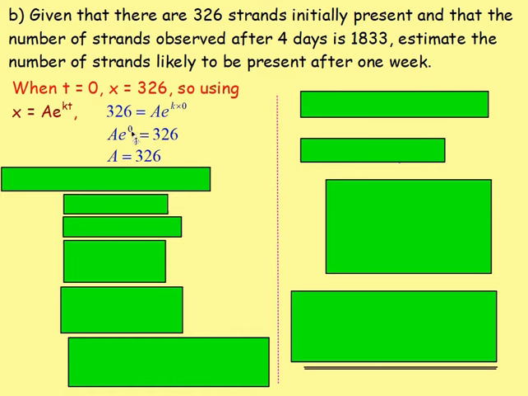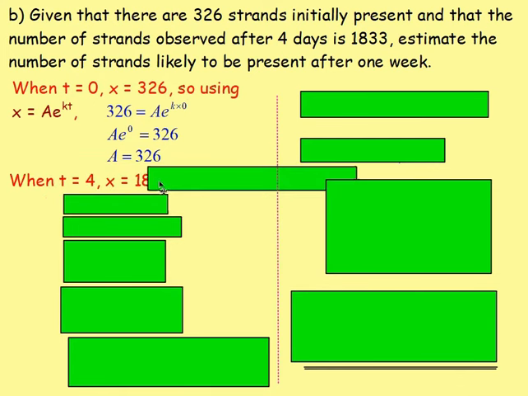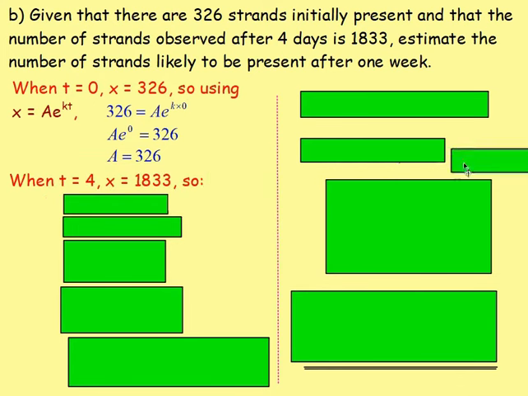We can therefore rewrite this equation as x equals 326 e to the power of kt, because we know this value of a. The next thing it tells us is that the number of strands observed after 4 days is 1,833. So we know that after 4 days, so in other words, when t equals 4, the number of strands, x, is going to be 1,833.